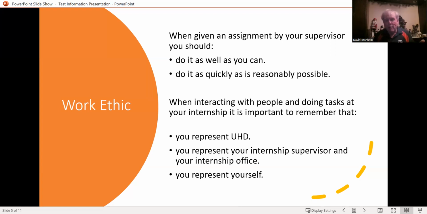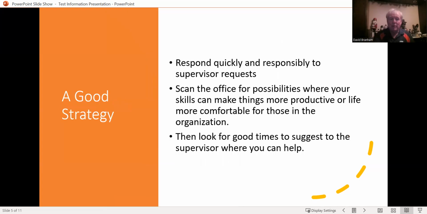Second, remember that you represent your internship supervisor and your internship office. While you're in that office, it's important to make sure that your priority is to make them look good. Make your supervisor look good, make your supervisor happy with you and your office. It's important that your office be productive. That's the number one priority in an office. So always keep that in mind. Also, remember you represent yourself, and you want to make a good impression on everybody. So take all of this into consideration when you're interacting with people.